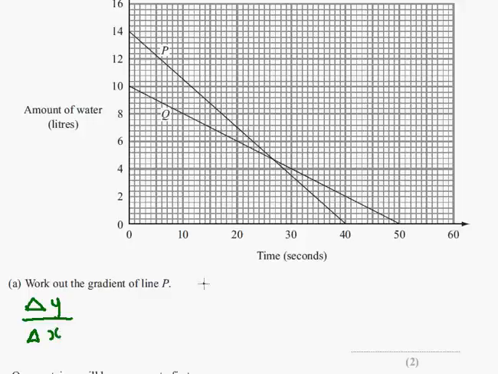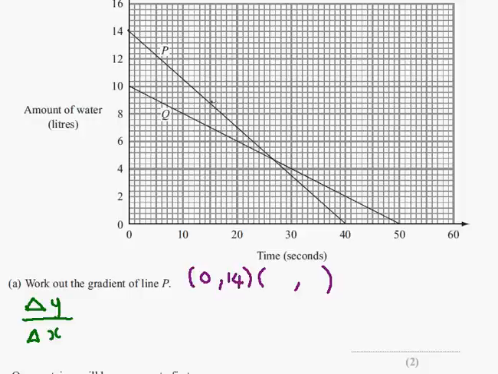We're going to need two sets of coordinates on line P. Okay, now choose easy ones. So how about this one? This is 0, 14, not 14, 0. Okay, we go along the corridor and up the stairs for coordinates. Okay, so this is 0, 14.